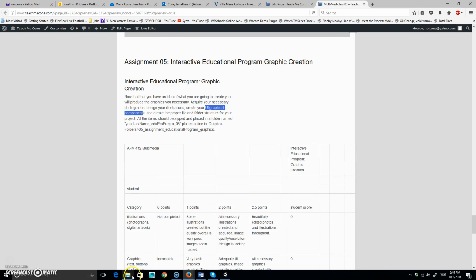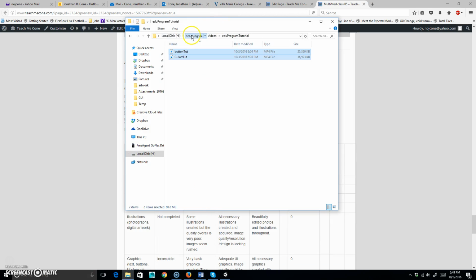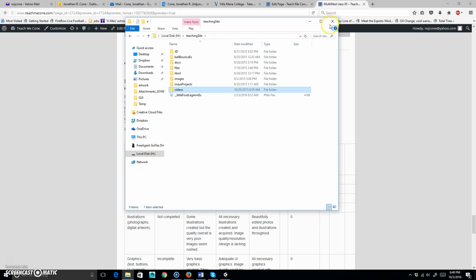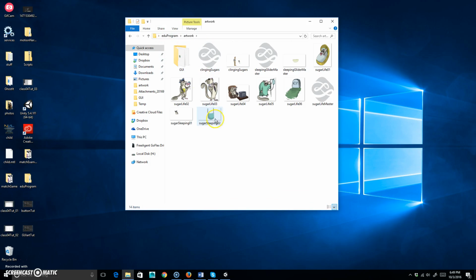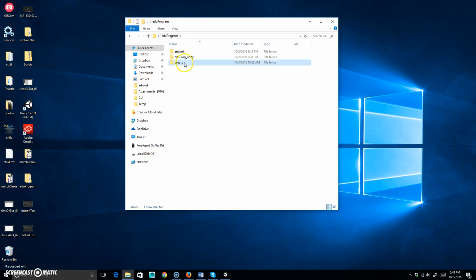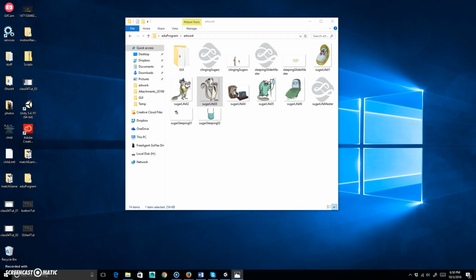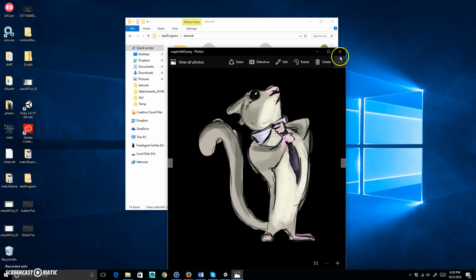So just to give you an idea, I have this here. I have my Unity project folder, which is right here. And it's all underneath Edu Program. I have artwork. Here's all my artwork. And this is my pre-pro stuff. Okay. But I already made my artwork of the various things. So that's it. Good luck.